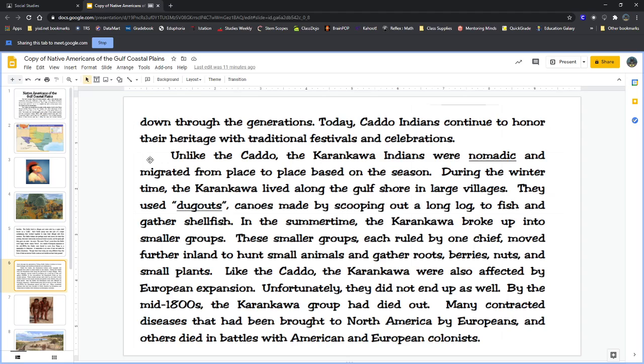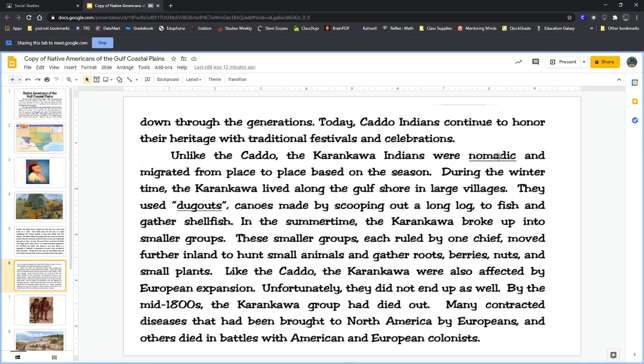Unlike the Karankawa Indians were nomadic and migrated from place to place based on the season. So that's an important word there. They even underlined it for us, nomadic. So nomadic means that they would live in a place for a while and then they would move. They'd live in that new place for a while and then they would move. They told us that they moved based on the seasons.